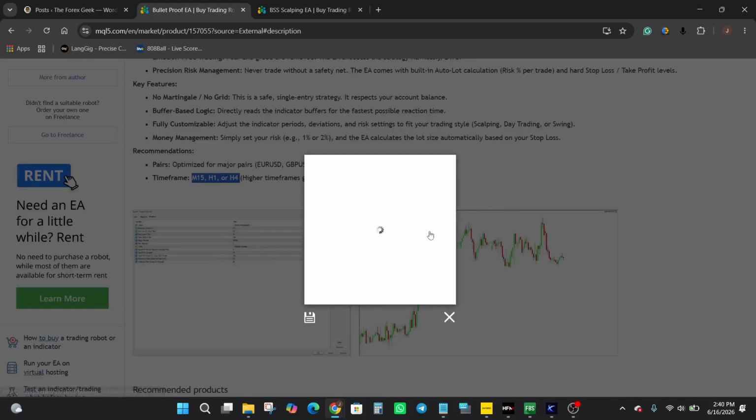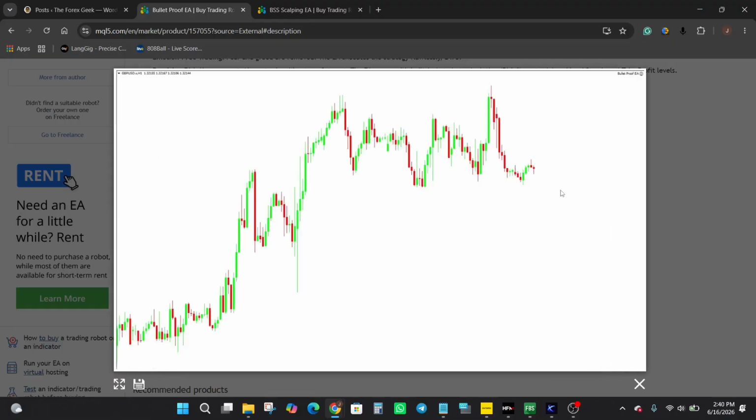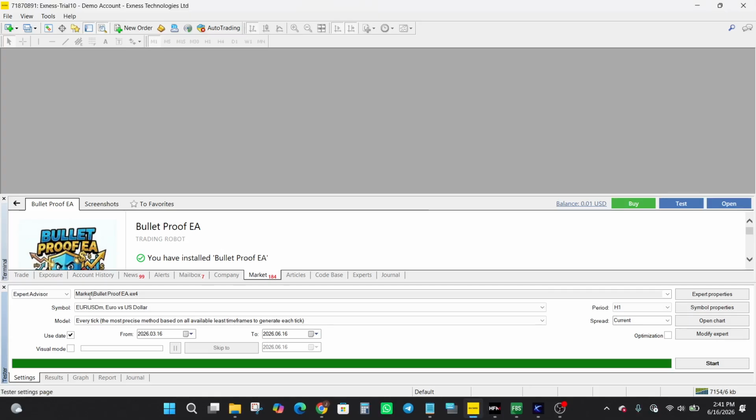When reviewing historical testing performance, I like to focus on how closely the results align with the strategy description provided by the developer. Historical testing helps us understand how the EA behaved during past market conditions, but it should never be viewed as a guarantee of future results. Heading over to our strategy tester right now, we want to see how the Bulletproof EA behaved on EUR/USD on the H1 time frame over the past 3 months.